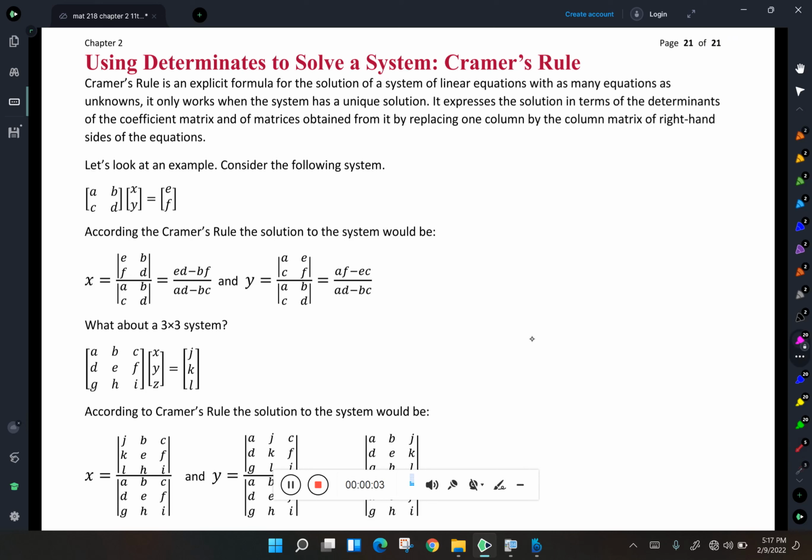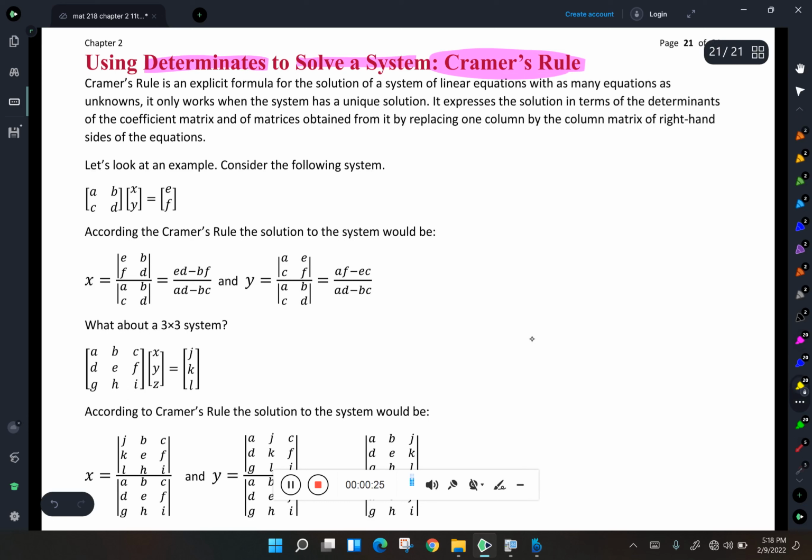This is section 2, determinants, and this is part 2 of the videos. In part 1 we learned how to find a determinant. In part 2 we'll take a look at what one would use a determinant for. Specifically, we're going to take a look at something called Cramer's rule. And Cramer's rule is a technique where we use determinants to solve a system of equations.